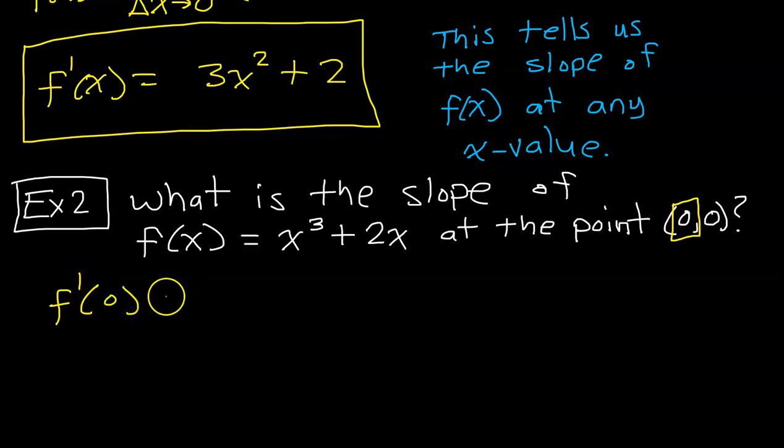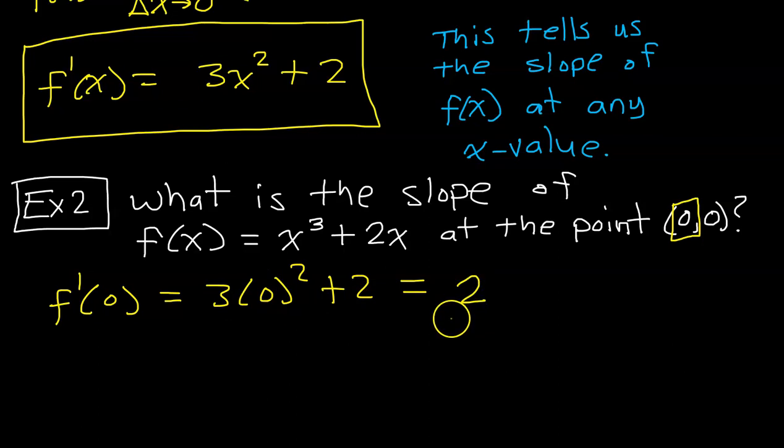So if we do f prime at 0, that's going to tell us the slope at 0. And that's going to be 3 times 0 squared plus 2. I'm just substituting 0 in right here. And that gives us, well, this term has a 0 in it, so that's gone. That's just going to leave 2. So this tells me that at the point 0, 0, at the origin, the slope of this cubic function is going to be 2. It's like magic how we figured that out.